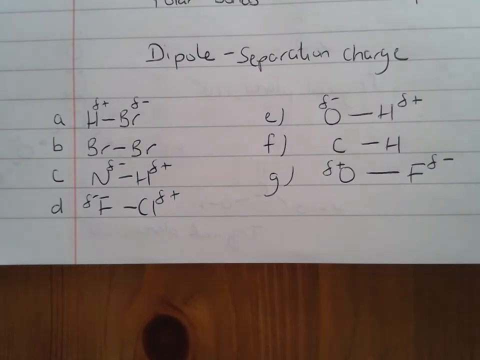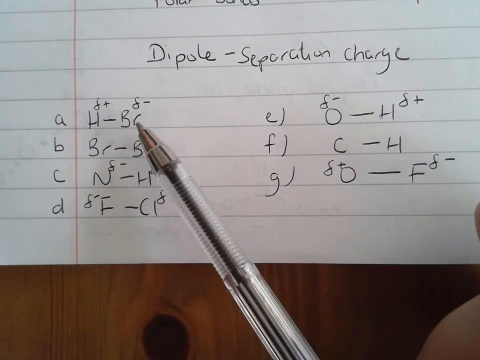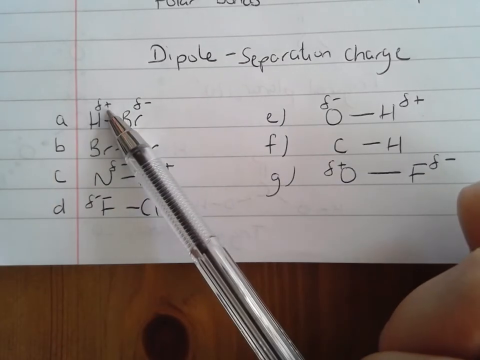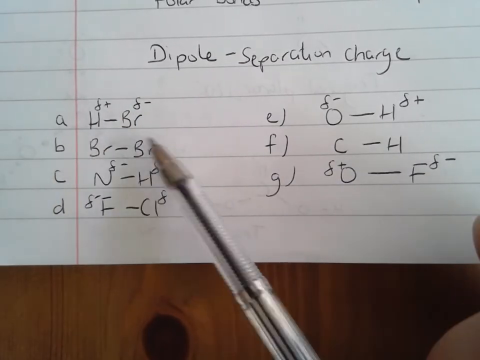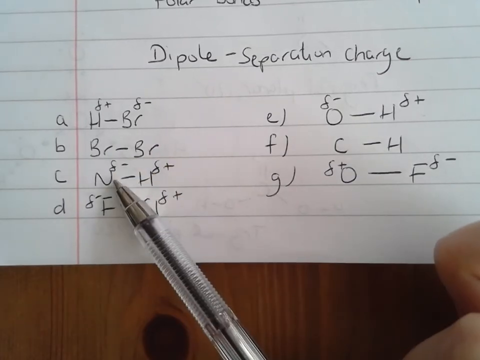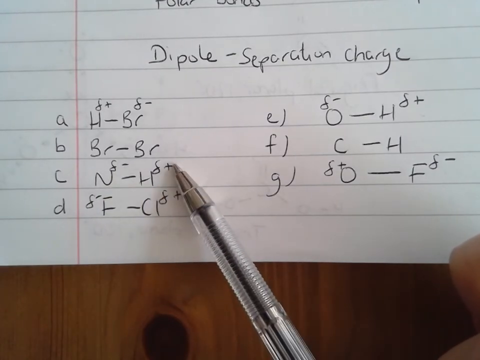Okay, I've done the answers to exercise 1 here. Okay, so hydrogen, bromine, that is a polar bond. Bromine is more electronegative, so it's going to be delta negative. Hydrogen will be delta positive. Bromine, two of the same atoms, it's a non-polar bond. Nitrogen, hydrogen, nitrogen's more electronegative. It has a greater pull on the electrons, so nitrogen will be delta negative, hydrogen's delta positive.